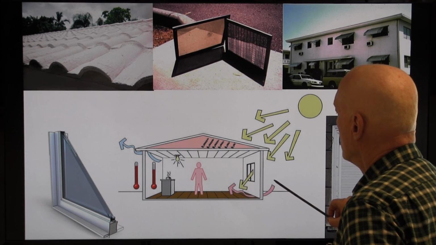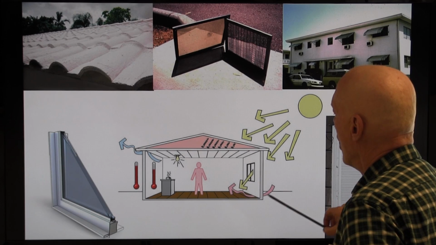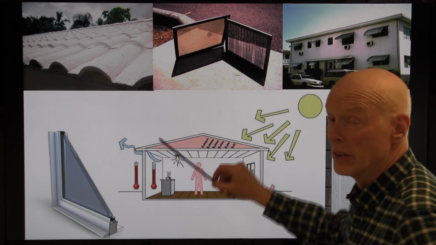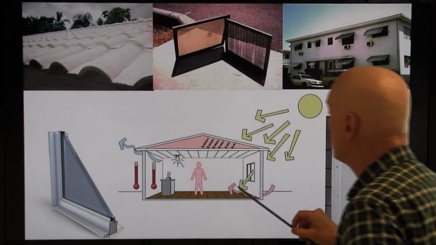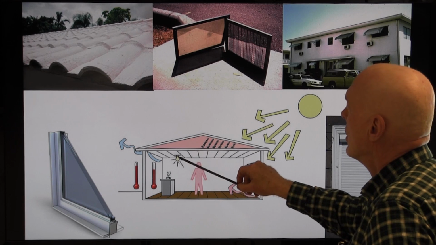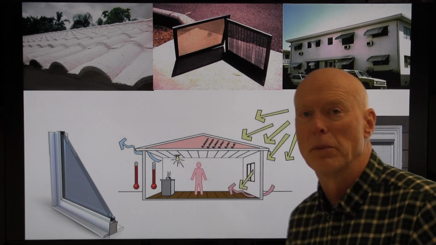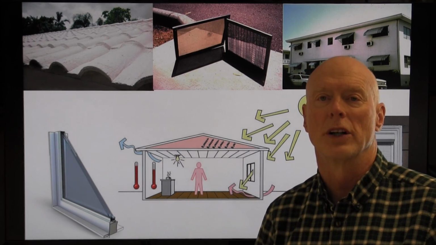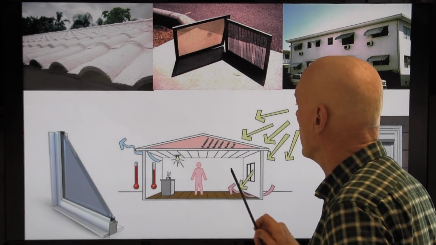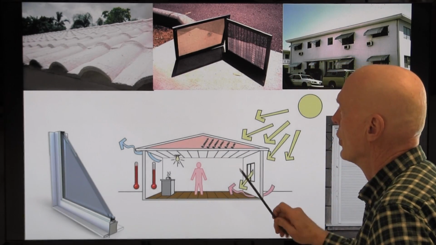And two more important things are the air leakage, so we need to seal air leaks. And we also have internal gains, and so we need efficient appliances. But mainly what we're going to talk about in this part of the lesson is reducing solar gain.